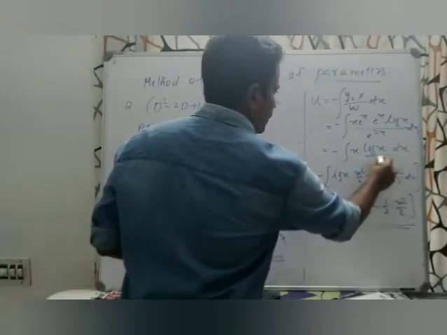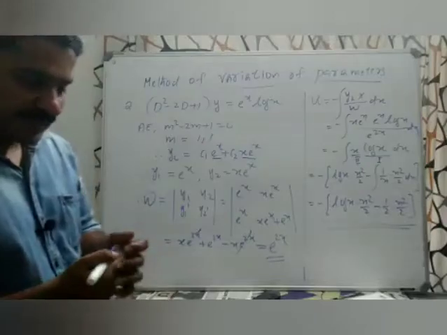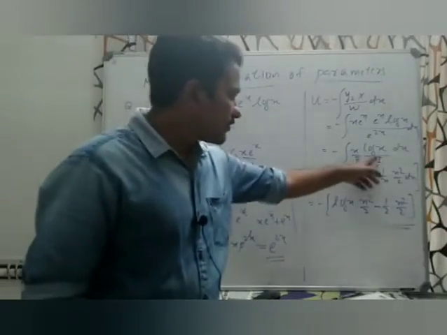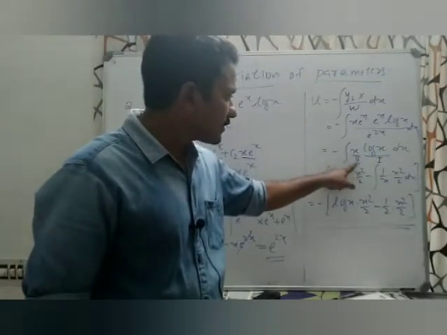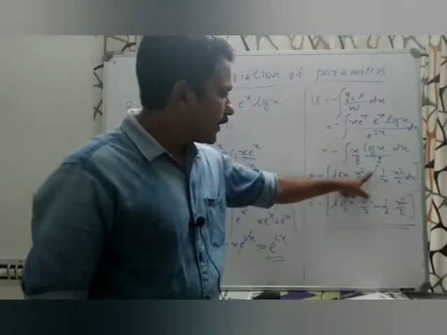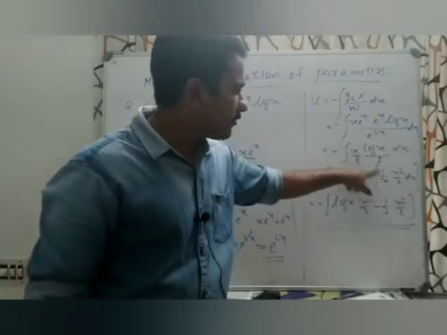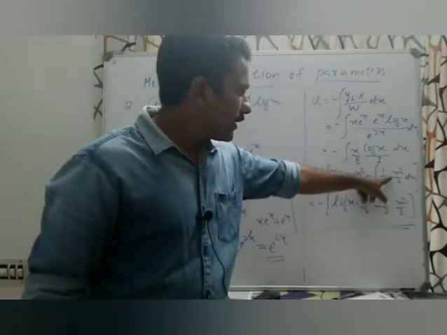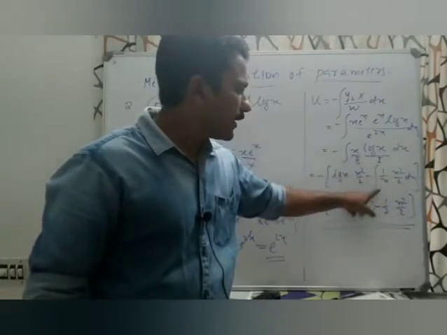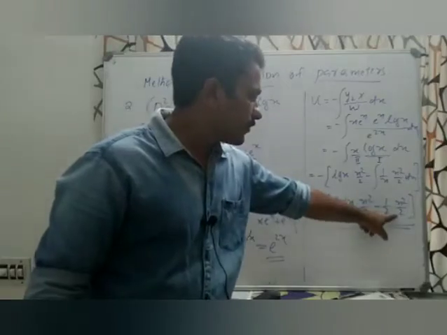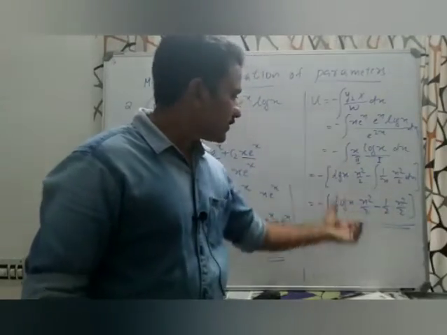Choose log x as the first function and x as the second function. Then apply the formula of integration by parts. So first function times integral of x, which is x square by 2, minus integral of the derivative of log x, which is 1 by x, times x square by 2. Here x will be cancelled and the integral of x is x square by 2. This is our u.